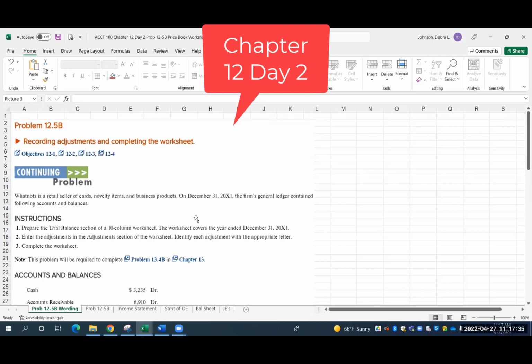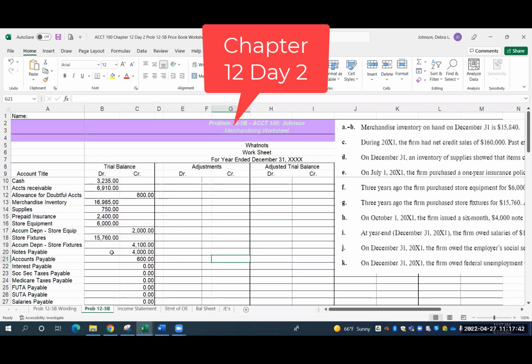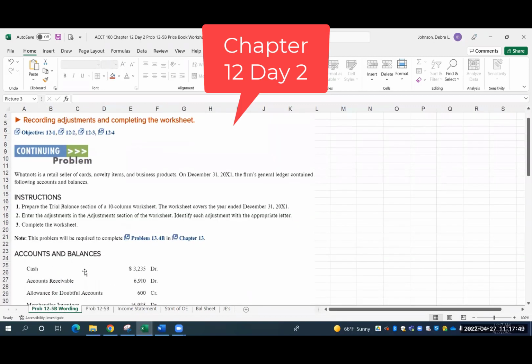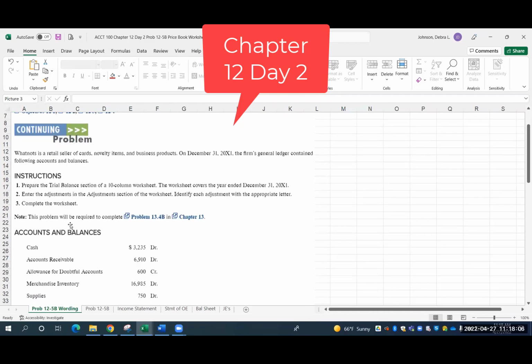All right, so on the Excel spreadsheet, I gave you the problem wording, and then I gave you this 10-column worksheet. Right before class, I copied as best I could these line items at the bottom over, so I wouldn't have to keep flipping pages for you. Whatnot is a retail seller of cards, novelty items, and business products. So think of a Hallmark store in your head. They give you the general ledger amounts, and here's what they want you to do: complete the worksheet.